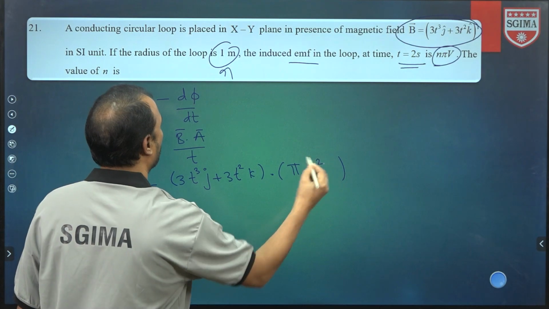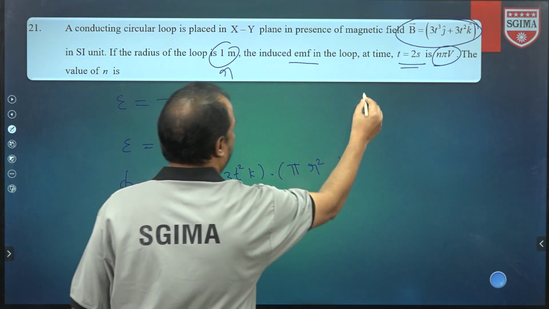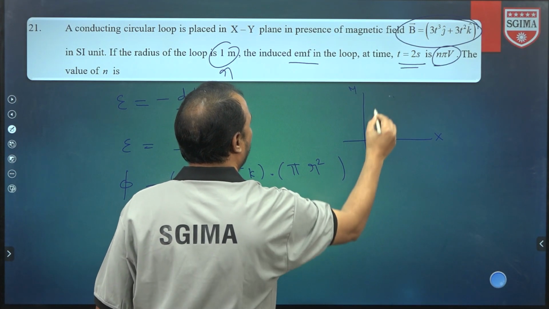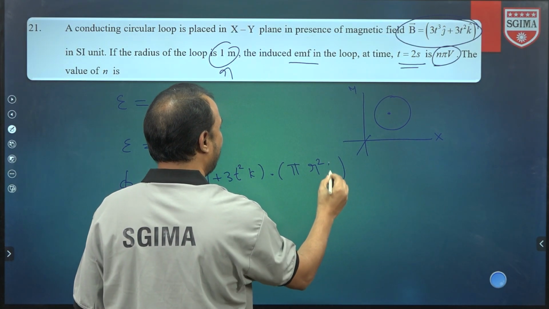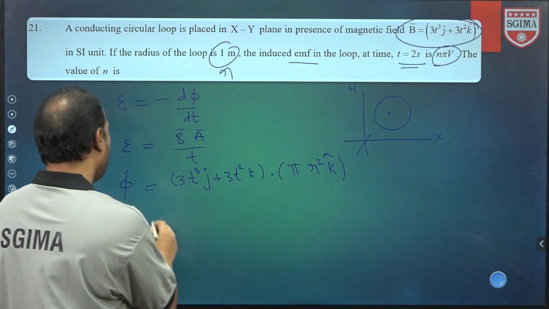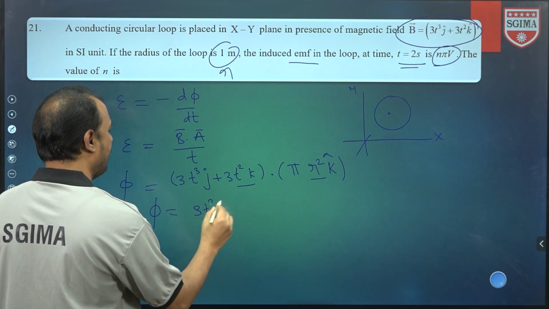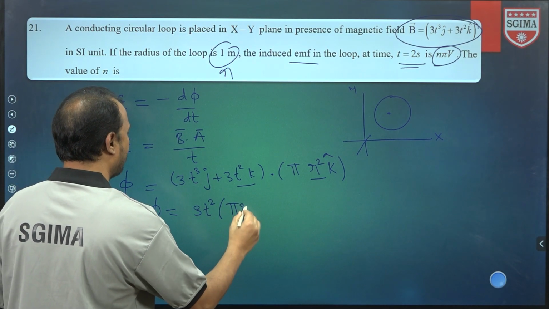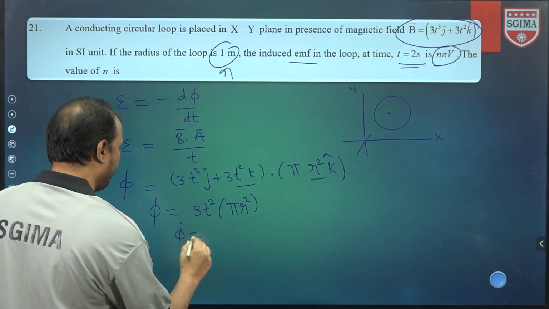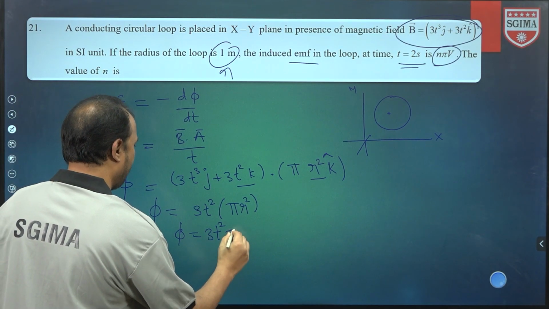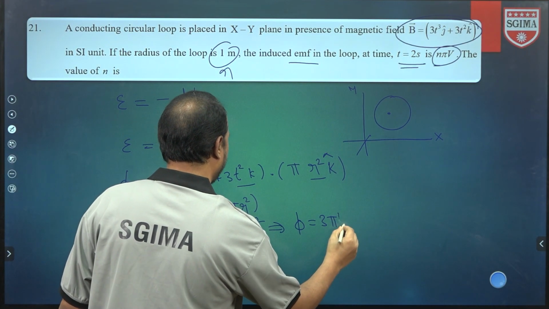And A is the area, which is pi r square. The loop is in the xy plane, so the area vector is radially outwards, along the z-axis, so you can take k cap. Now take the dot product, k dot k, which equals 1. So 3t square into pi r square, and r value we substitute: 3t square, pi, radius is 1. So the flux is equal to 3 pi t square.